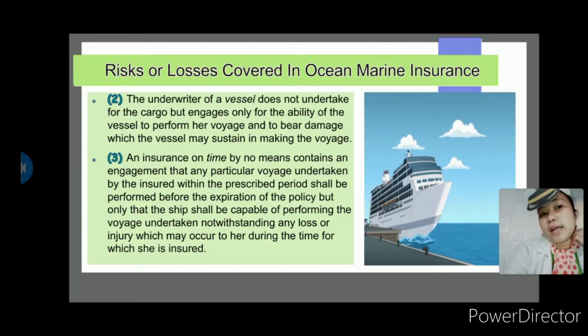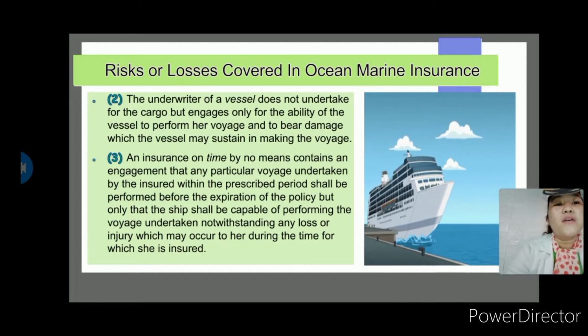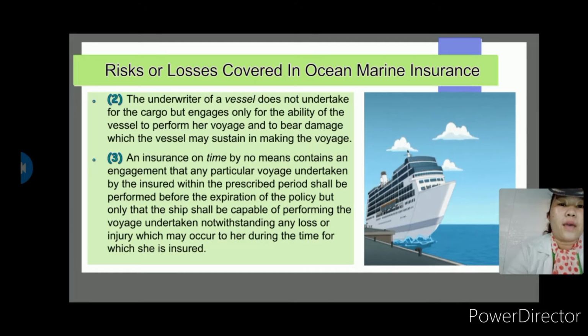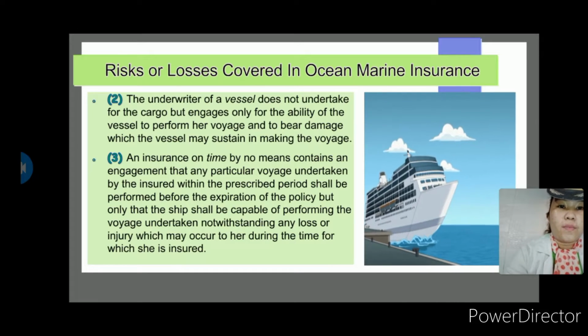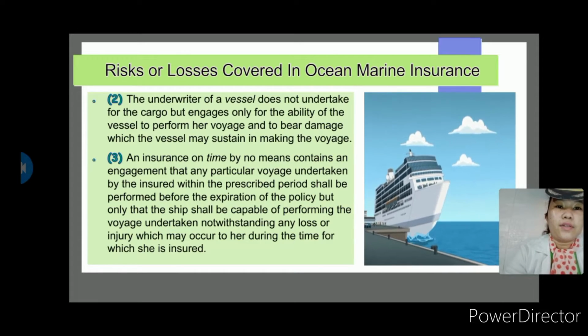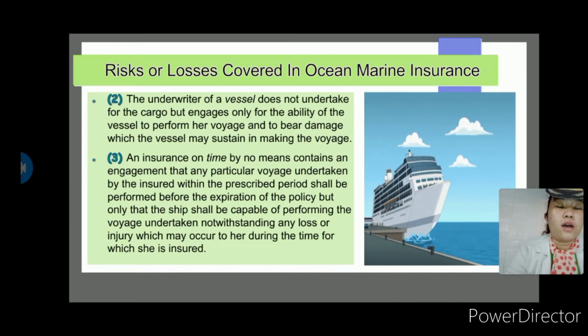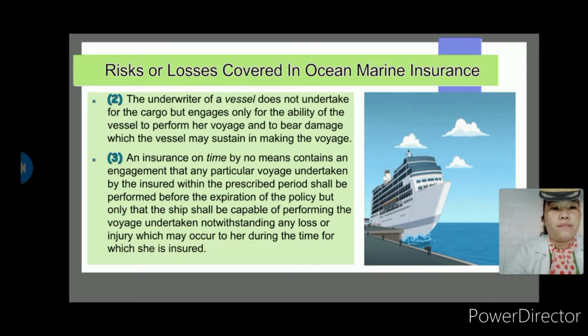Next, the underwriter of a vessel does not undertake for the cargo but engages only for the ability of the vessel to perform her voyage and to bear damage which the vessel may sustain in making the voyage. So basically, the underwriter does not undertake the cargo but the ability of the vessel to perform the voyage.